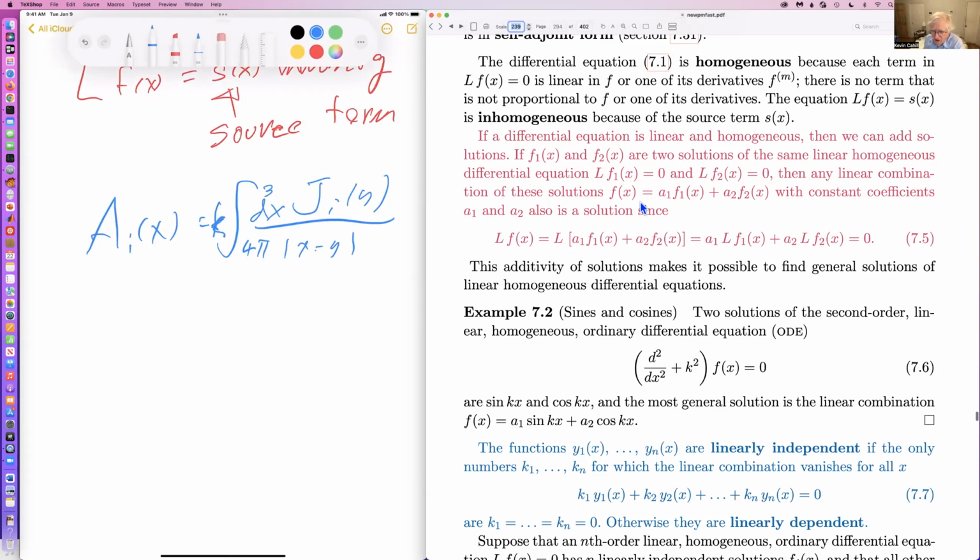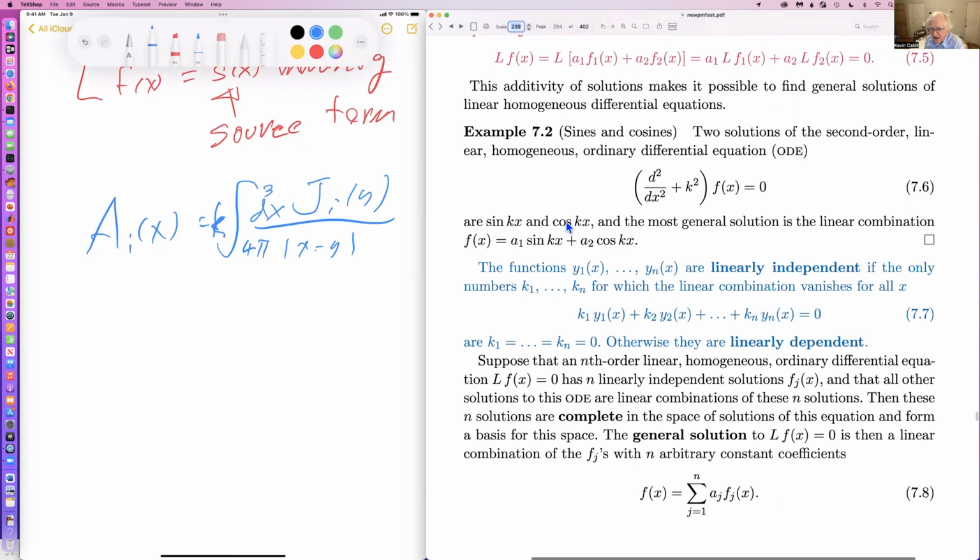For example, for this differential equation here, you have sine of kx, cosine of kx, and the most general solution is, I should have said A and B, A sine kx plus B cosine kx.